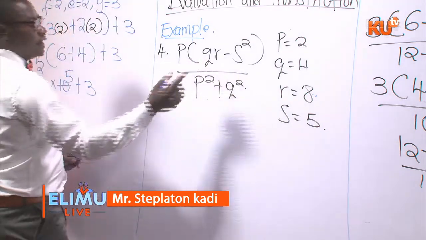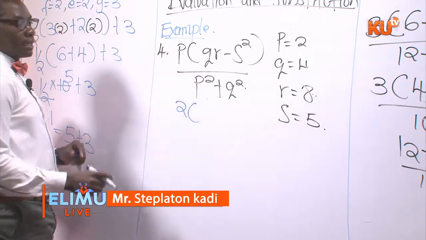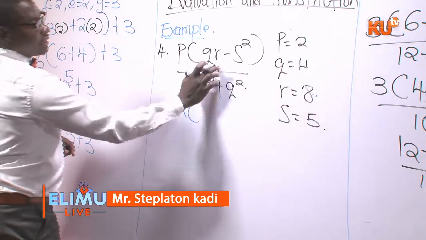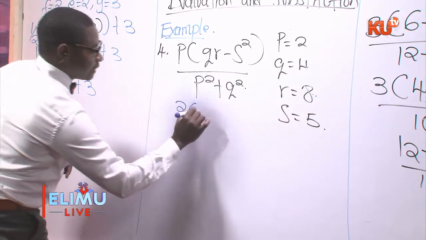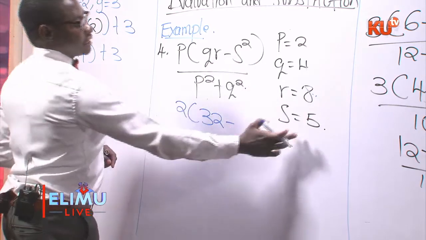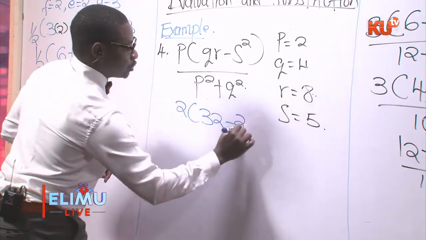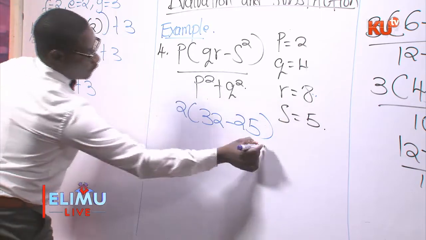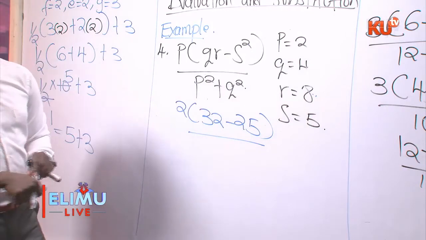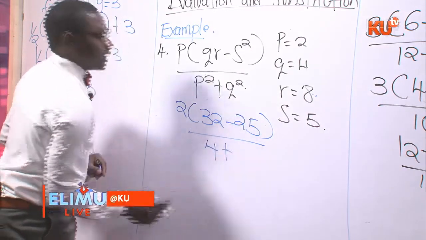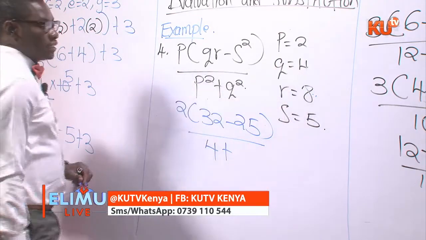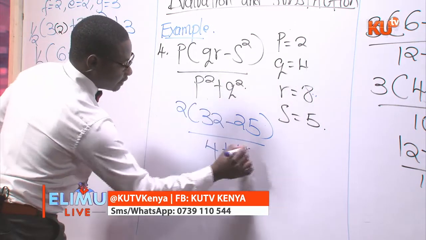So the value of P is 2, so that is 2 into brackets. Q is 4, R is 8. So QR, that is 4 times 8 to get 32. Take away S is 5. So S squared, that is 5 times 5 to get 25, over P squared, that is 2. So 2 squared, that is 4. 2 times 2, that is 4. Plus Q squared, that is, Q is 4. So Q squared, that is 4 times 4 to get 16.